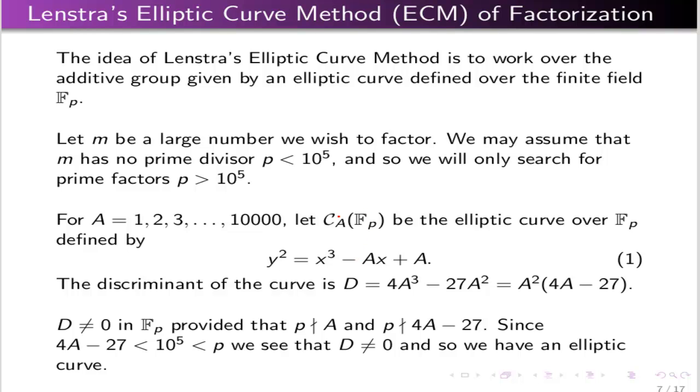And let's let C_a denote the elliptic curve over the finite field F_p, defined by this equation right here. So this is our canonical equation, y squared equals x cubed minus ax plus a. The reason I've picked this very simple form here is so that I can identify immediately a given point on this curve. So (1, 1) is trivially a point on this curve. The discriminant is given by a squared times 4a minus 27. And so as long as the prime p is not a divisor of a or a divisor of 4a minus 27, we get a non-zero discriminant, and so we have a genuine elliptic curve. And since my assumption was that p is bigger than 10 to the fifth, you can see that the discriminant of all of these curves is going to be non-zero, and so we do get a true elliptic curve.